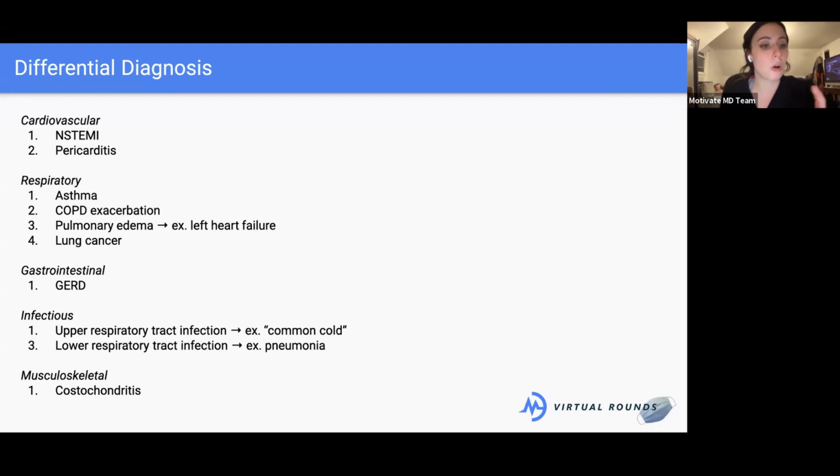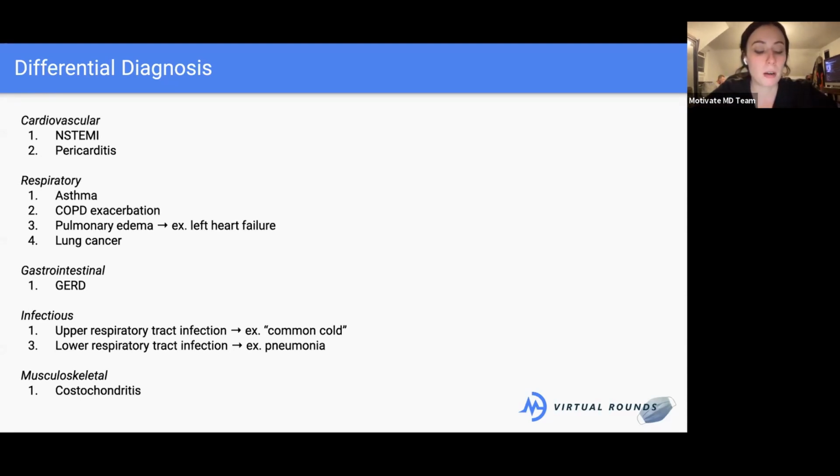Respiratory is next, right? So someone had said asthma and COPD exacerbation. Those are two perfectly great differentials. And we obviously know we're talking about COPD today, right? So we're going to put that on there. Another one would be pulmonary edema. So he said he was having cough, he was having chest tightness.